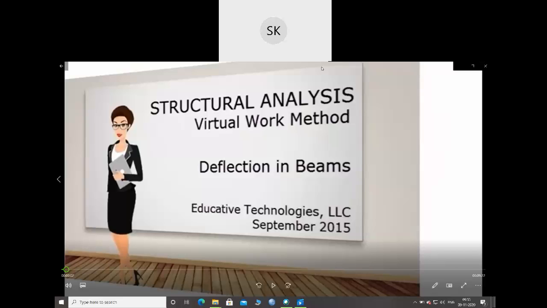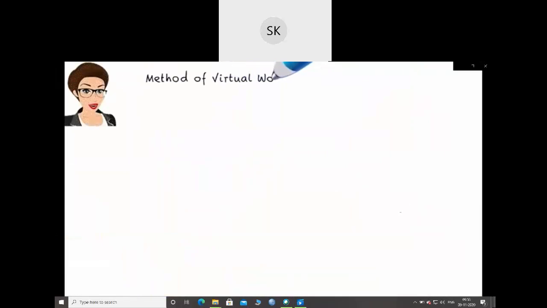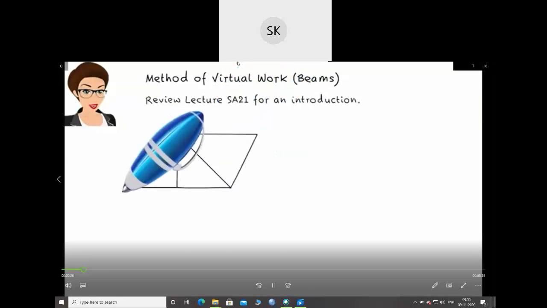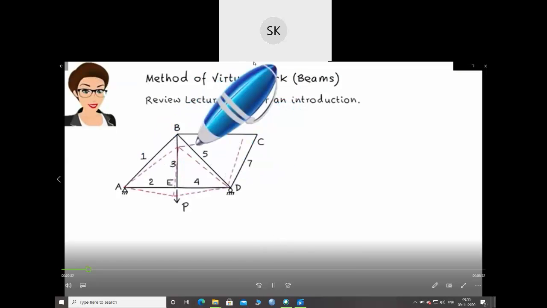Okay. So let me know if the video is audible or not. The basis of the virtual work method and its use for calculating joint displacement in trusses were discussed in Lecture 21. In this lecture, I'm going to show you how this method can be used to calculate deflection and slope in beams. Let's start by reviewing the method using a truss structure. Consider this truss. Under the applied load, it is going to displace like this. In this class, we'll see the method of virtual work for beams.